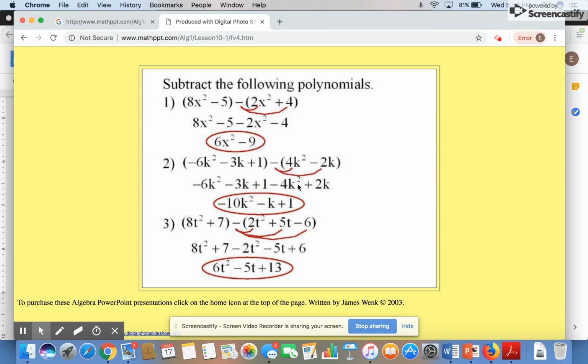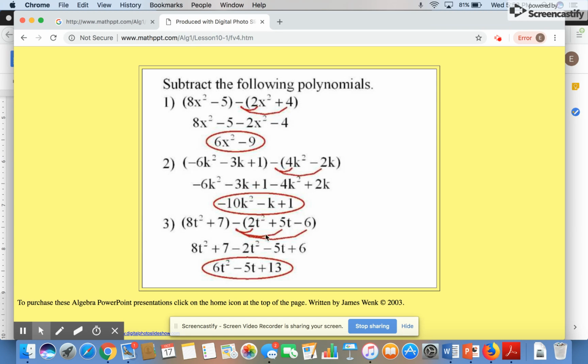So you have negative 4k squared, a minus a negative 2 becomes a plus 2k, and then you combine your like terms, your negative 6k squared and your negative 4k squared to get negative 10k squared, and your negative 3k and your 2k to get negative k, and your 1's by itself, so you keep your 1.